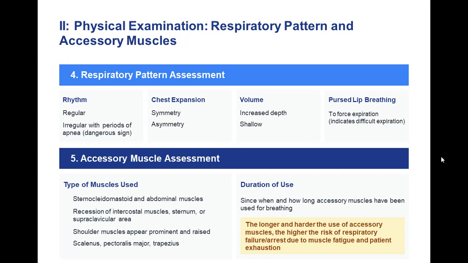Our fifth area is the accessory muscle assessment, which is a powerful indicator of effort. Normally, breathing uses only the diaphragm. When the patient is in distress, they recruit accessory muscles.